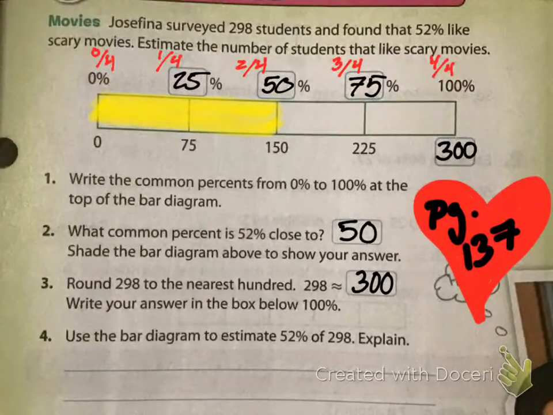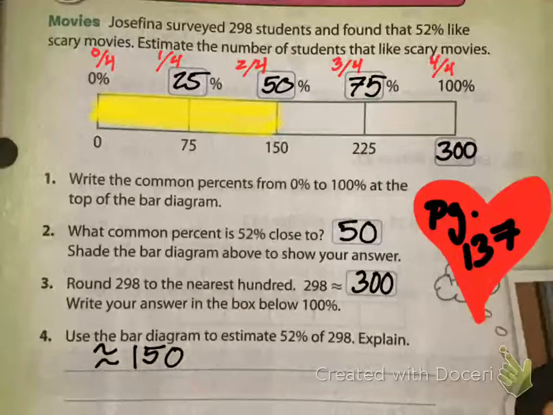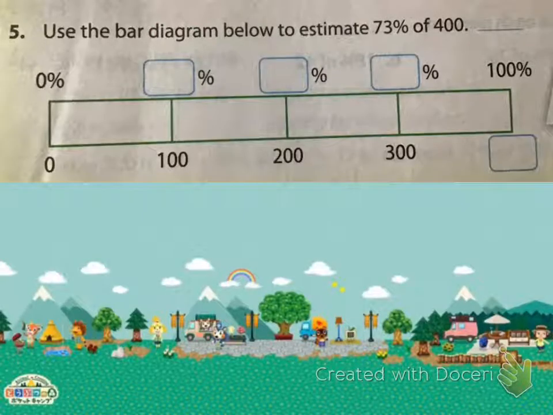So we use the bar diagram to estimate. Estimate just means we're taking an educated guess. So if we took an educated guess, 52% of 298 is about 150. That little squiggle or 2 little squiggles mean that it's approximately. Excellent. Use the bar diagram to estimate 73% of 400.